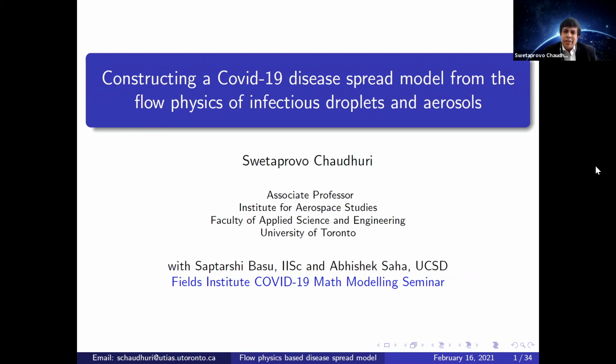Thanks a lot, Professor Murthy, and thanks a lot for inviting me to this talk. It's an honor to be talking at the Phillips Institute COVID-19 Math Modeling Seminar. I am Swetaprovo Chaudhuri. I work at the Institute for Aerospace Studies, University of Toronto. And today we are going to discuss constructing a COVID-19 disease spread model from the flow physics of infectious droplets and aerosols. Saptoshi Boshu from Indian Institute of Science and Abhishek Shah from University of California, San Diego are the collaborators in this work.